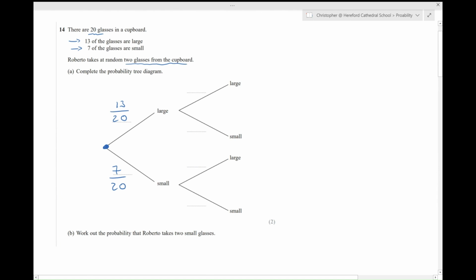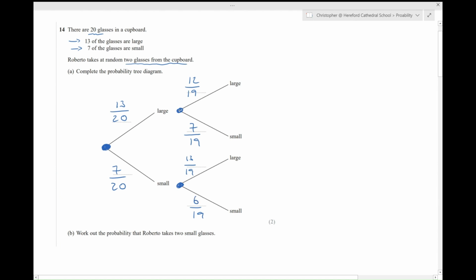Let's imagine that he takes a large glass, and now we're here. So he's taken a large glass, and now there are only 12 large glasses left out of the 19, and there are still 7 out of the 19 which are small. Let's go back to the beginning. He takes a small glass. Now he's about to take the second glass. There are obviously 19 glasses left. How many of those are large? Well, still 13. And how many are small? Well, there used to be 7 small ones, but he's taken one, so now there are only 6.